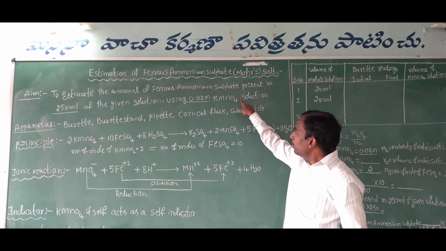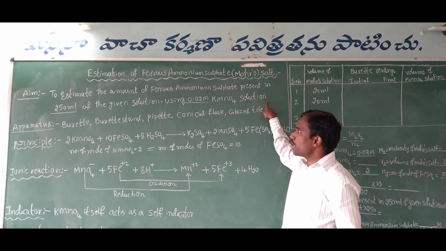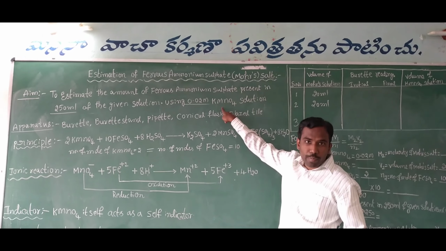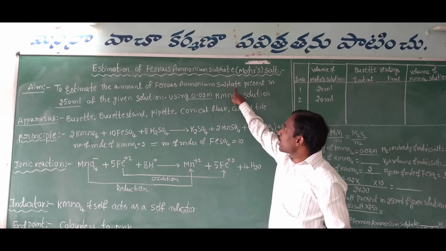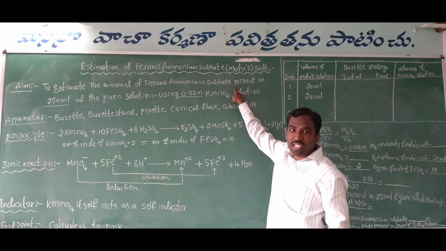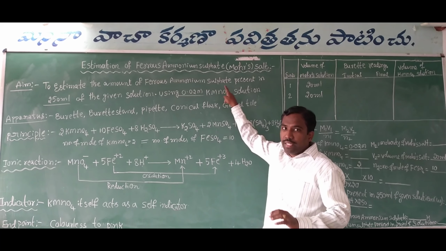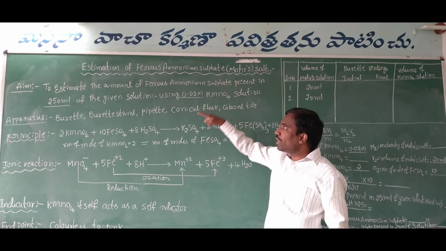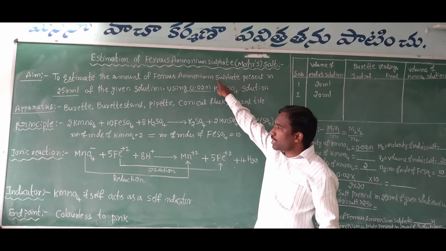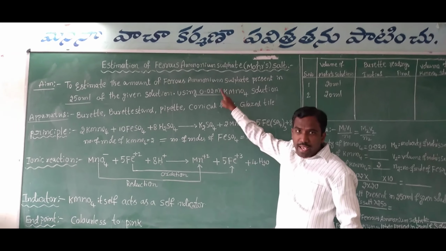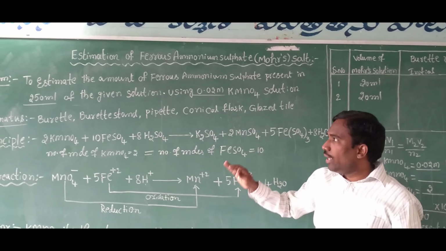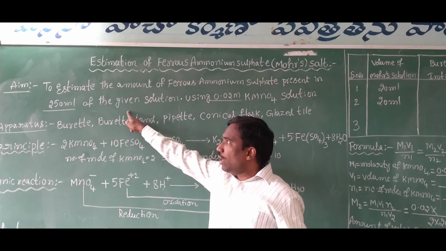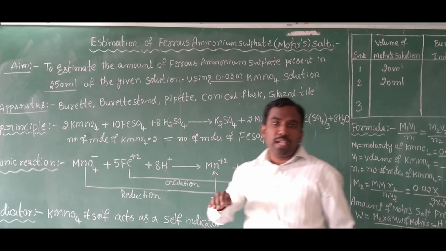0.02 M potassium permanganate solution. Here the potassium permanganate is a standard solution and ferrous ammonium sulfate is the one whose concentration is not known. So in this experiment we have to identify the concentration of ferrous ammonium sulfate as well as the amount of ferrous ammonium sulfate which is present in a given 250 ml. For this we have to do the titration.